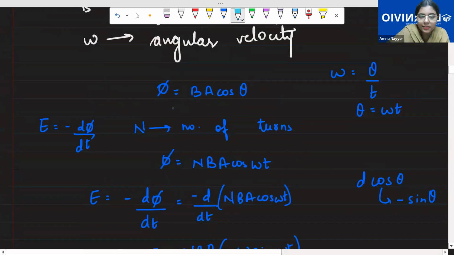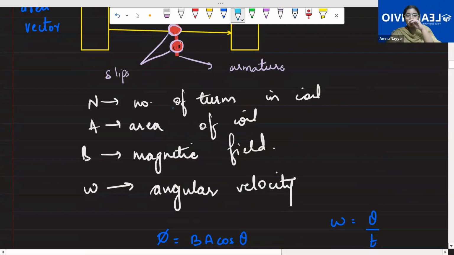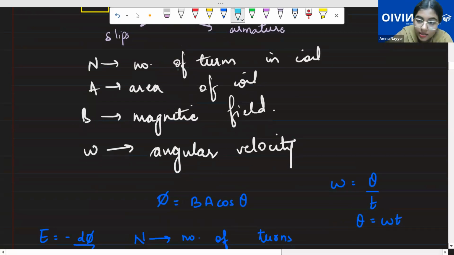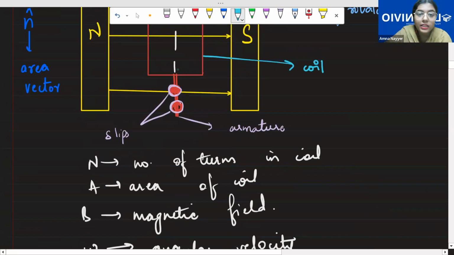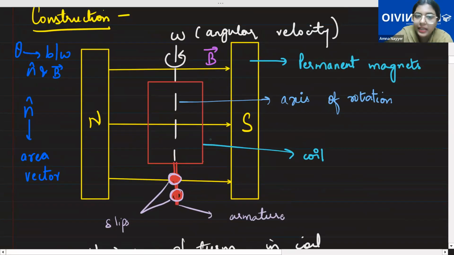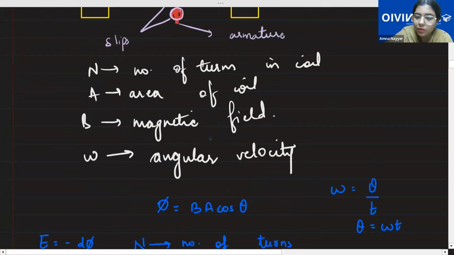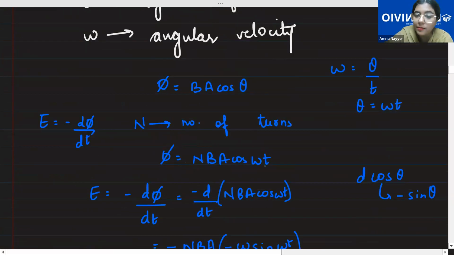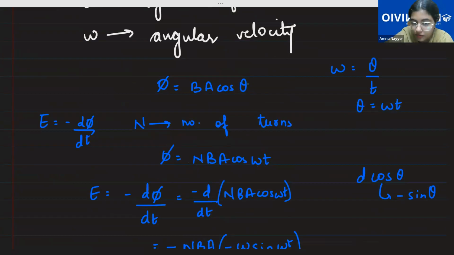I'll just repeat what we discussed over here. N, A, B, omega. Omega is angular velocity, B is the magnetic field, A is the area of the coil, N is the number of turns. Okay. So flux can be written as BA cos theta. Now, the coil is rotating with an angular velocity omega. So we can say that theta is equal to omega into t. When you put it here, phi is equal to NBA cos omega t. N for the number of turns, omega t for the value of theta.